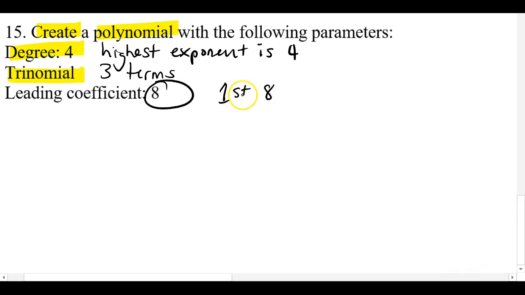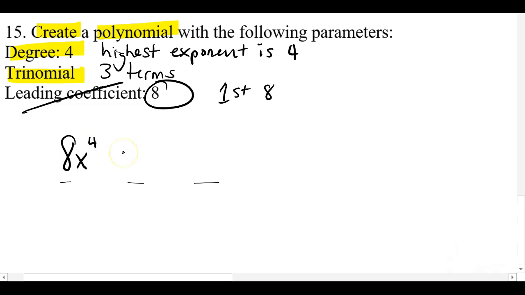Okay, so using these clues, I know my first number is going to be 8. So let's just write 8. Okay, so we're done with that clue. And let's see, I need 3 terms, so that means I'm going to have 1, 2, 3 terms. And the first has to have a degree of 4. So that means my highest exponent is 4. But remember, with standard form, the highest exponent is written first. And if the leading coefficient is 8, that goes on the first number. So that means this first term will be 8x to the 4th.